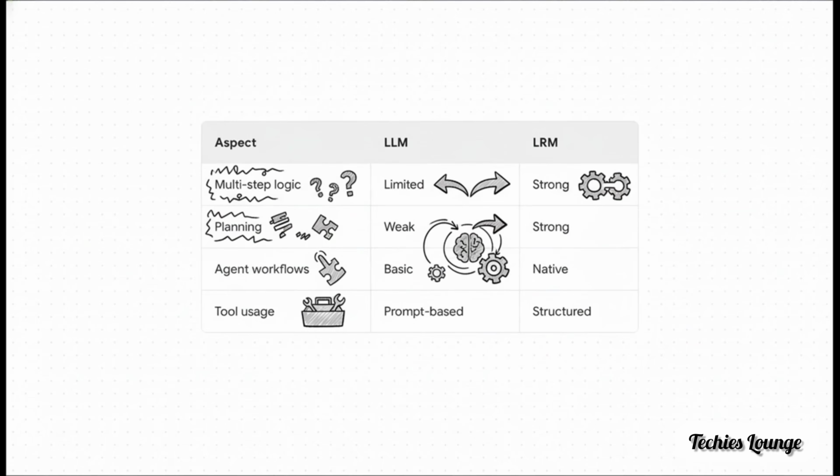Now, this is where it gets really interesting, when we dig into the details. Just look at multi-step logic and planning. Kind of weak for an LLM, but a core strength for an LRM. And check this out, agent workflows. For an LLM, it's something you can kind of bolt on. For an LRM, it's a native capability. That means it was designed from day one to manage complex tasks, not just to answer prompts.